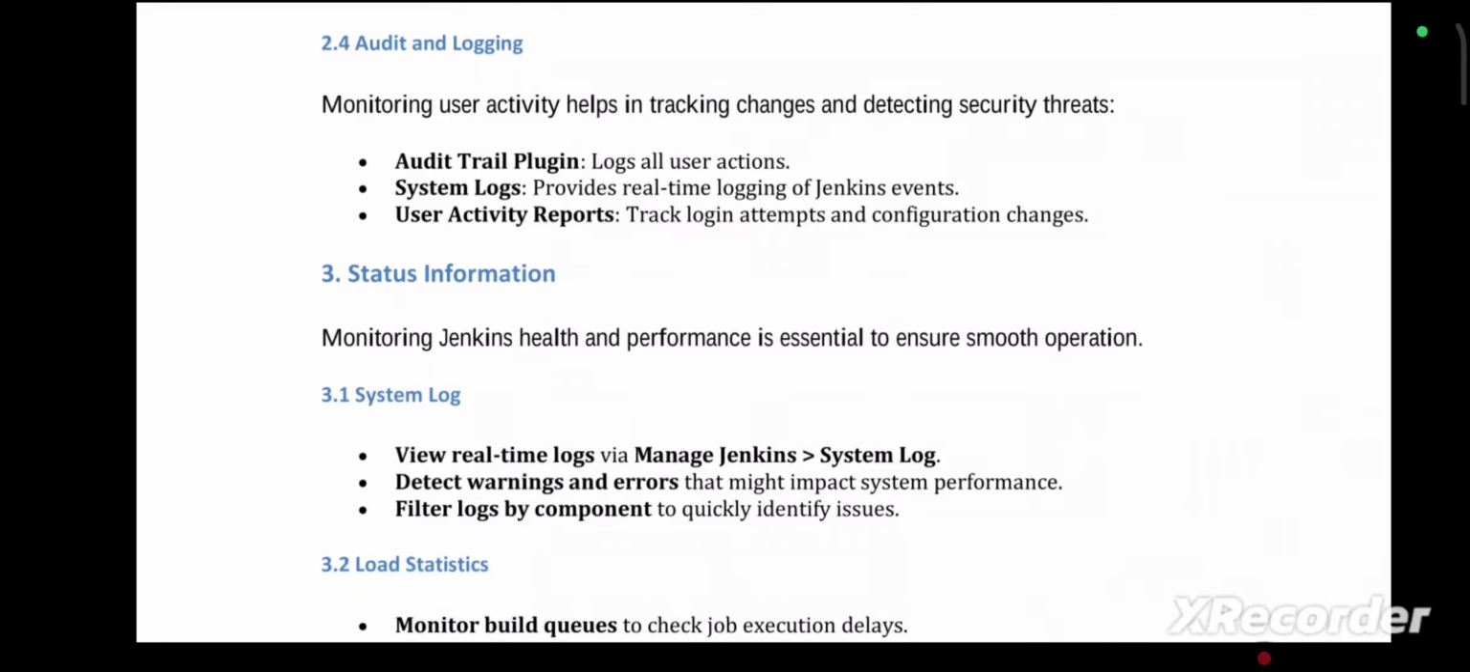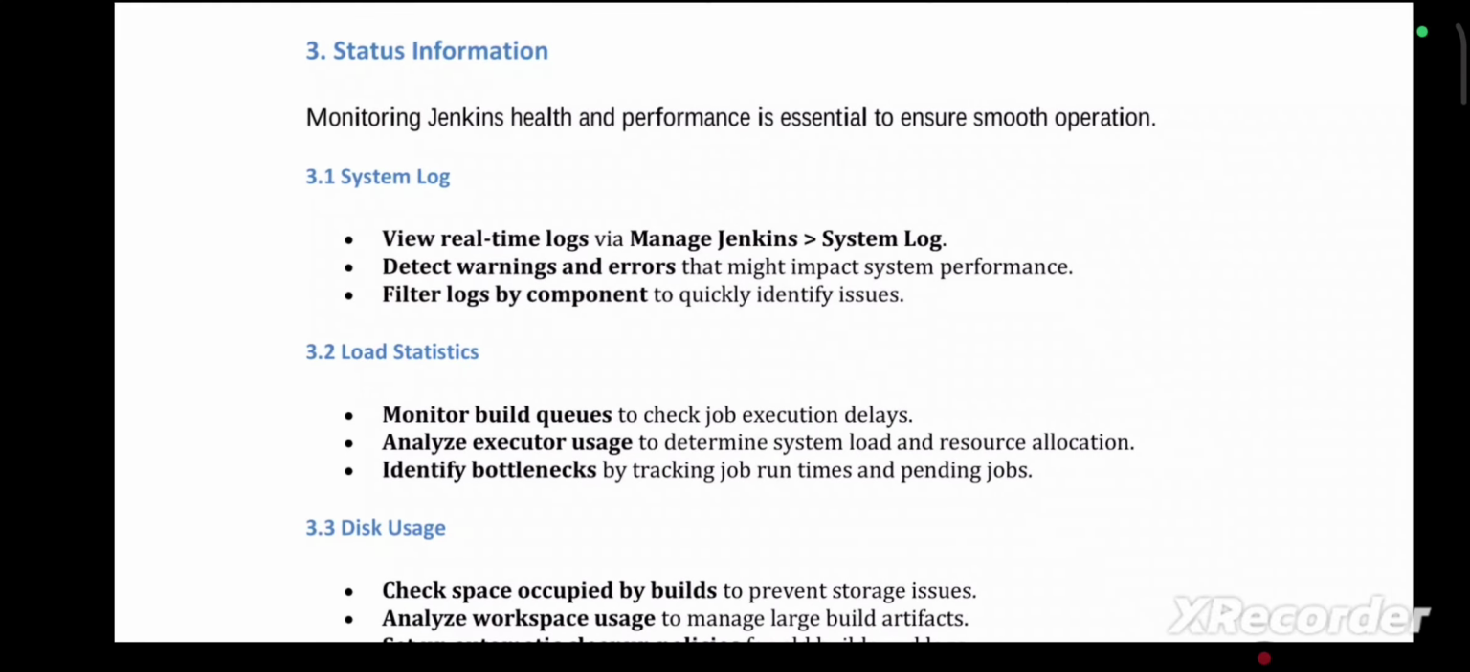And the third component was status information. Monitoring Jenkins health and performance is essential to ensure smooth operations. These are some pointers in status information. One of the metrics was system log, where we can view the real-time logs via Manage Jenkins. If you go to the Jenkins dashboard, there is a Manage Jenkins option on the left side. Go to the system logs and detect warnings and errors. Whatever impacts system performance will be detected here. Filter logs by component for quickly identifying issues.